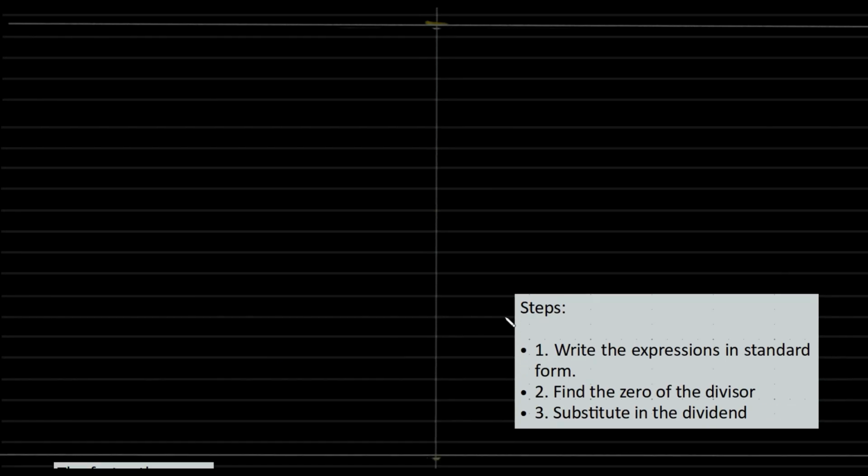That's it. That's all the remainder theorem tells. So in general, if you want to write the steps, write the expression in standard form, find the 0 of the divisor, substitute in the dividend. So these are your steps.